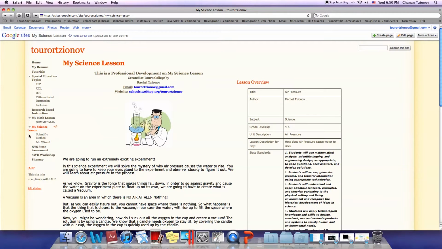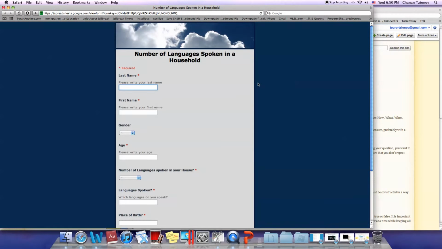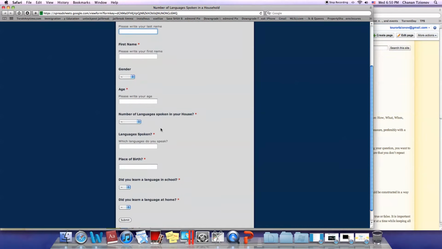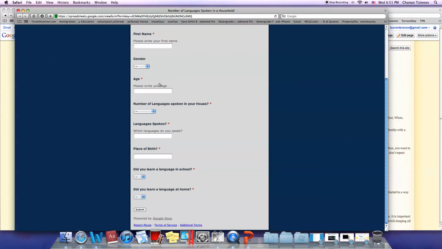Let's continue. On the left hand side, you will see scientific method. On the right hand side, the first thing you will see is my scientific method survey. My survey was about the number of languages spoken in a household. Basically, each person would fill out the information, and this information would go straight to a spreadsheet. I would gather the information and make a conclusion based on what I have received. This is excellent for children to do as well.